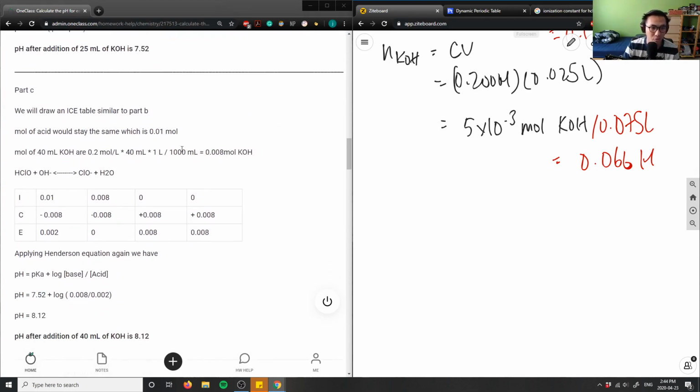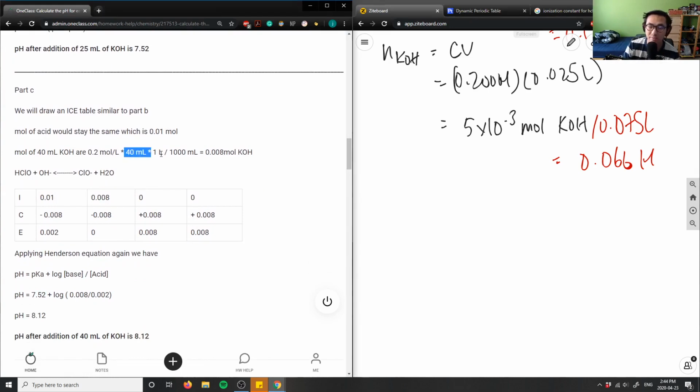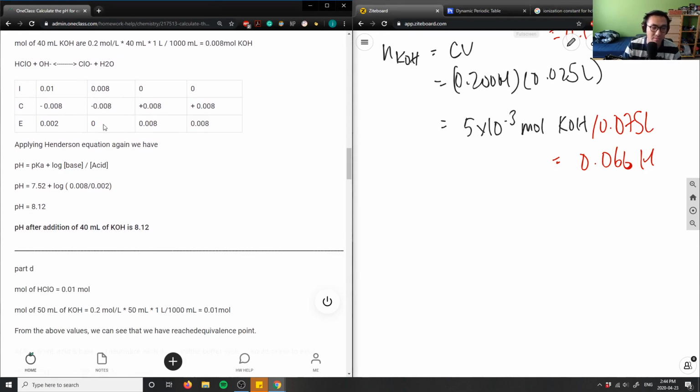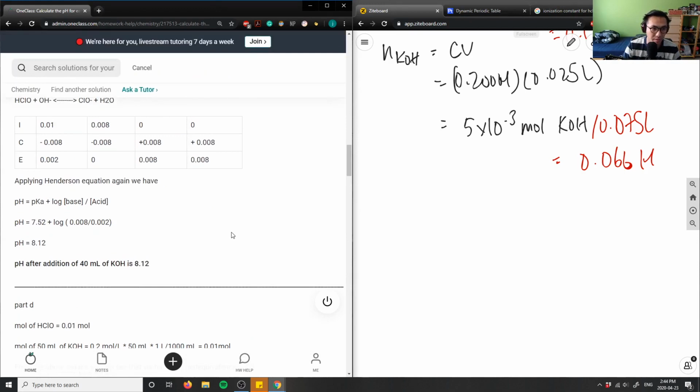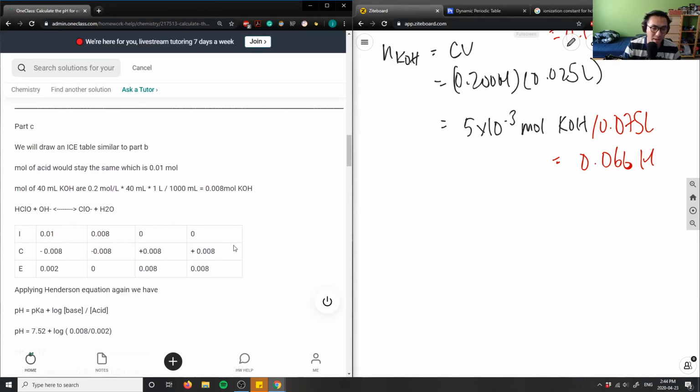You have, again, new moles here. Again, you have 40 milliliters instead of 25. You do the exact same thing in the ice table, and then the exact same thing with the Henderson-Hasselbalch equation, and you get a pH here, which looks pretty good to me. Yeah, the math checks out here.